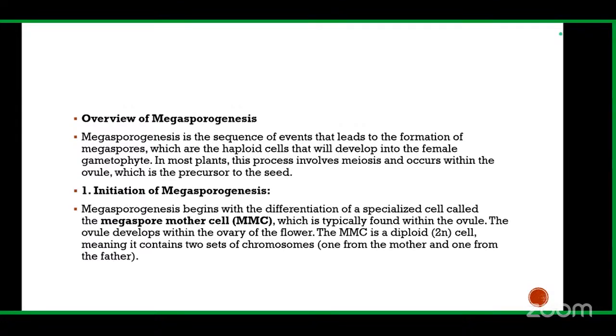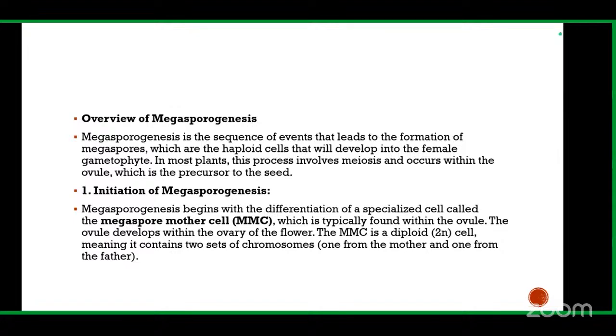So let's have the overview of megasporogenesis. There are some sequence of events which lead to the formation of megaspores, which are the haploid cells that will develop into the female gametophyte. In most plants, this process involves meiosis and occurs within the ovule, the precursor to the seed. So what are the steps?